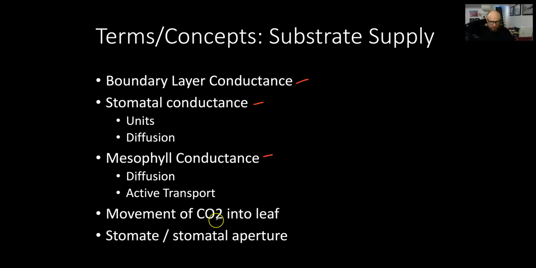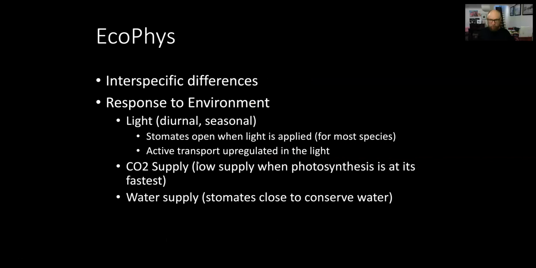Movement of CO2 into the leaf. I don't even know why I have this here, because it's really just a process of these three factors we just talked about. But just understand that full movement and that complexity, and understand what's controlling each individual component of that pathway. And then make sure you know what a stomate is, what stomatal aperture is, and some of the things that control that stomatal aperture. We'll continue talking about stomatal conductance and stomatal aperture throughout the semester.